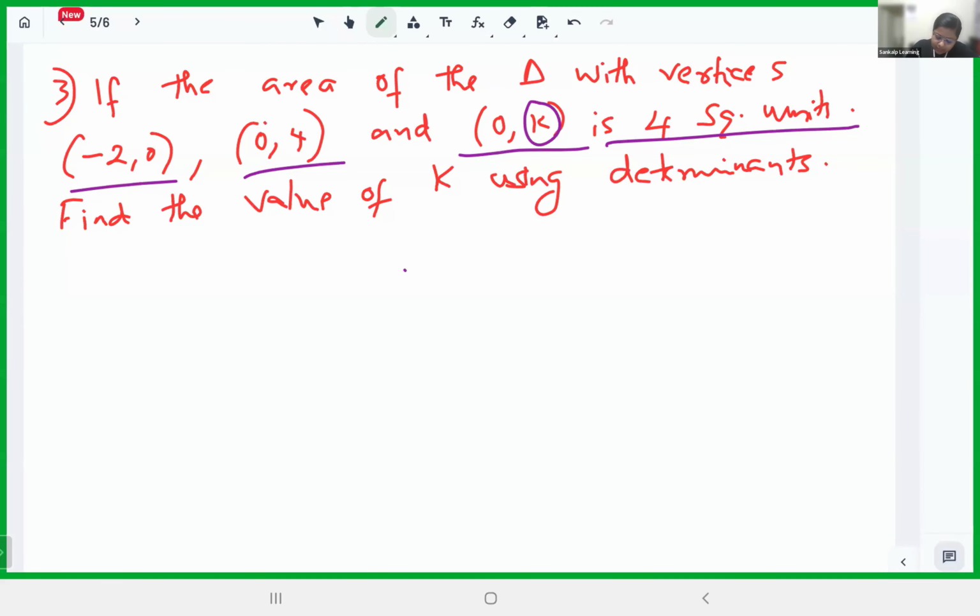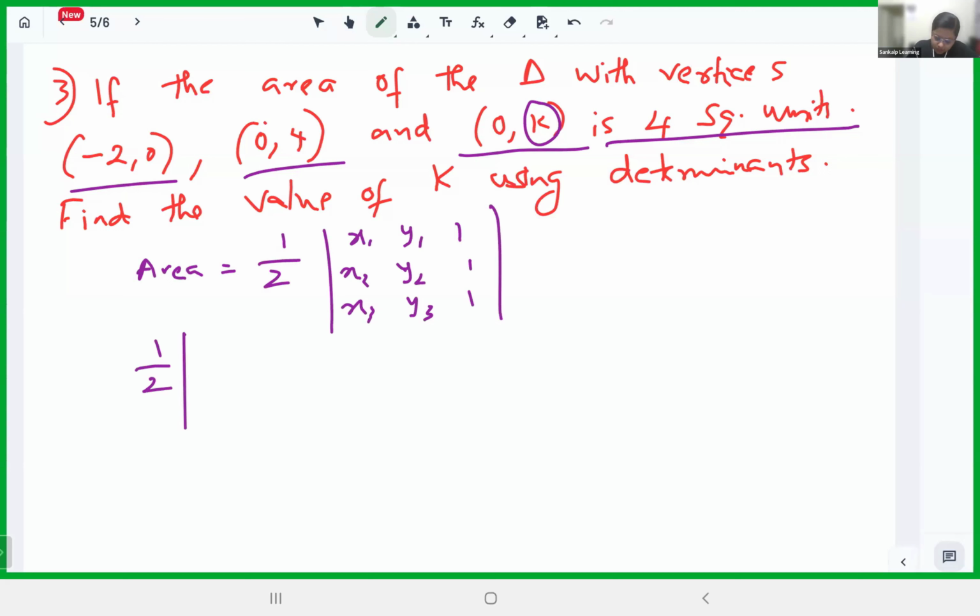Okay, so how will you do that? You know, area of a triangle is equal to half of x1 y1 1, x2 y2 1, x3 y3 1. So here, I'm going to substitute the vertices. The first one is minus 2, 0, 1, then 0, 4, 1 and the next one is 0, k, 1, that is equal to plus or minus 4. Whenever you are given the area of a triangle, you have to consider its negative value also. On solving the determinants, you should consider plus or minus 4.